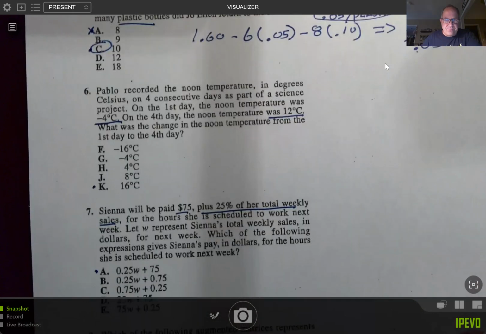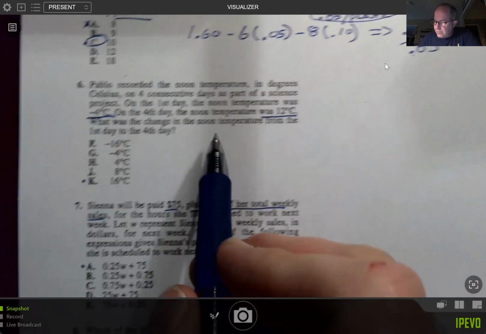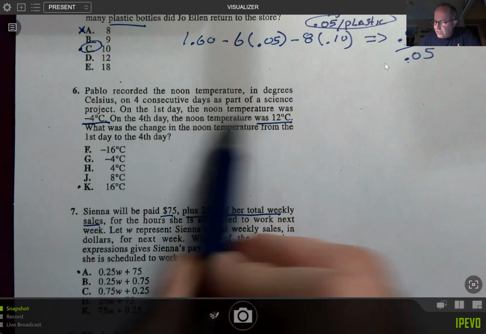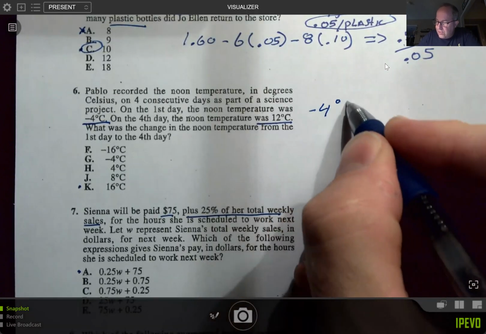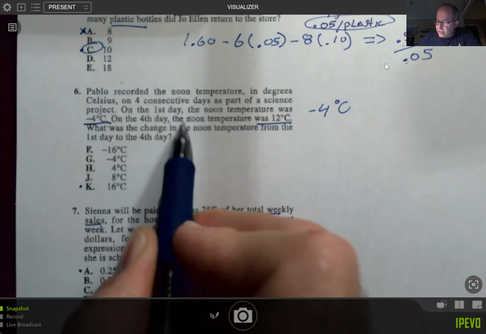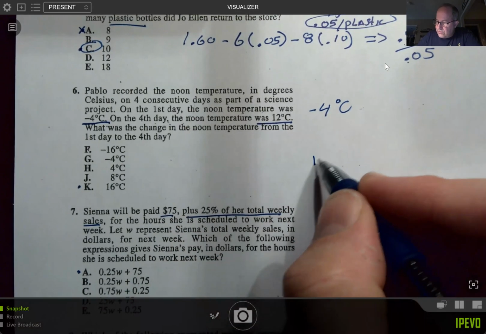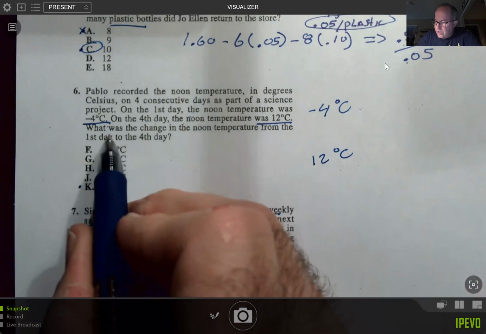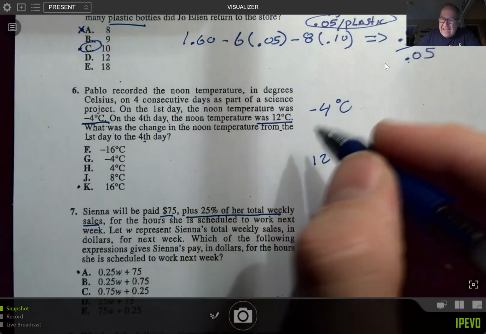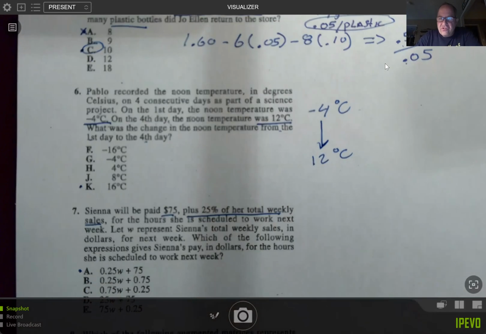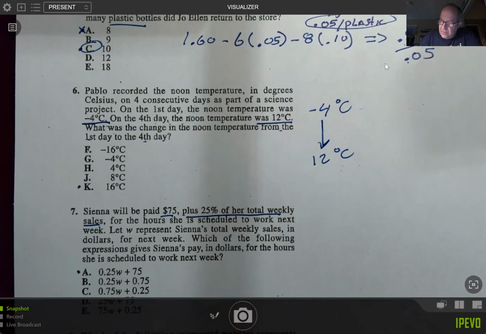Number 6 says, blah, blah, blah, blah. On the first day, the noon temperature was -4 degrees Celsius. On the 4th day, the noon temperature was 12 degrees Celsius. What was the change in temperature from the 1st to the 4th day? I think the temperature went up, don't you? So I'm going to get rid of these negatives because that means the temperature went down.